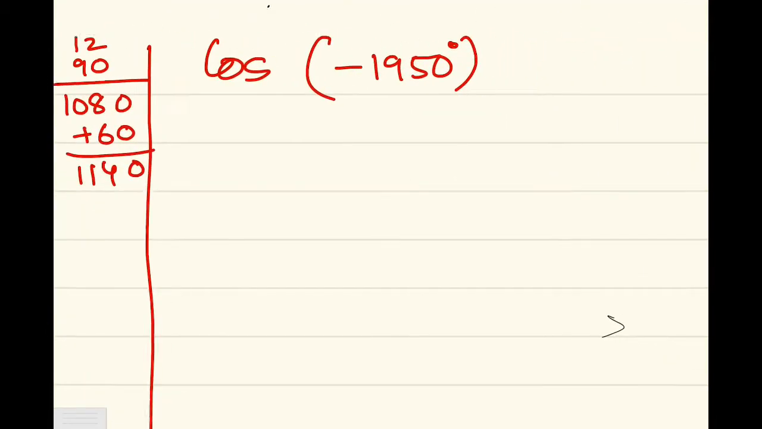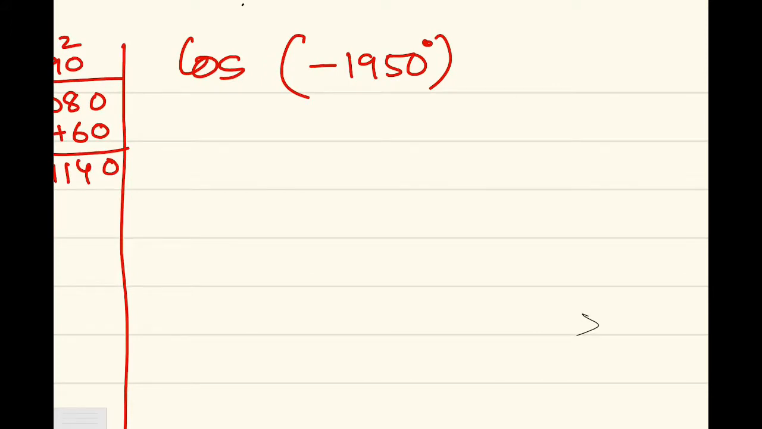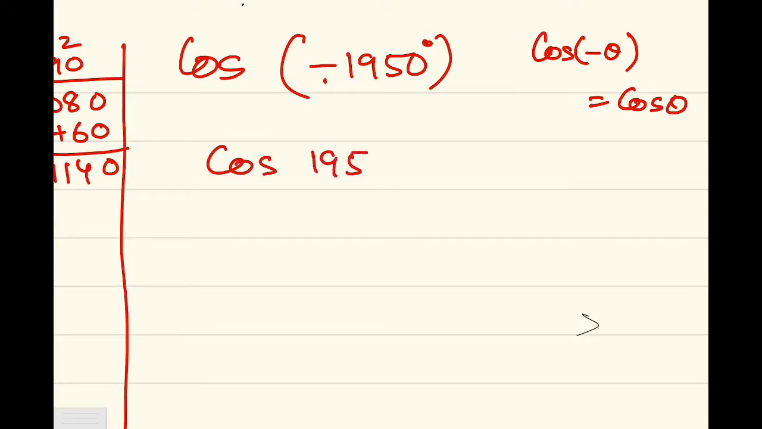So what about this now? Second one, cos of minus 1950 degrees. Here I have a negative sign, so first I'll just handle this. Cos of minus theta I know is equal to only cos theta, so I can simply write it as cos 1950 degrees. Can I do that? Minus gets absorbed. Okay, and 1950, what is the closest multiple of 90 if you use your calculator? It should be 21 point something. I'll just show you. 21 into 90 will give you 1890 degrees.